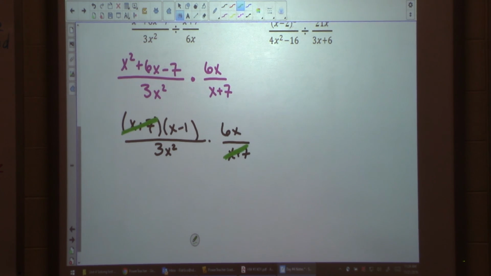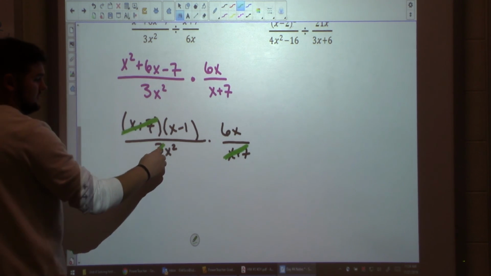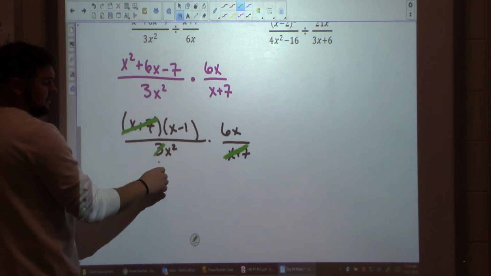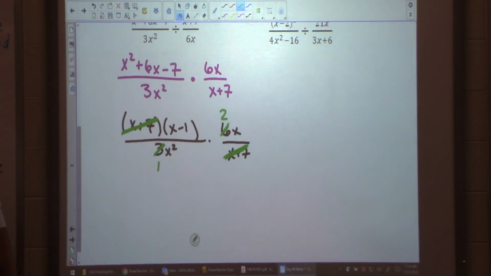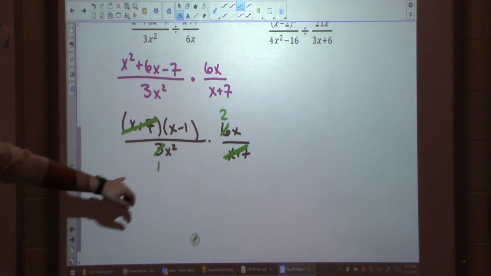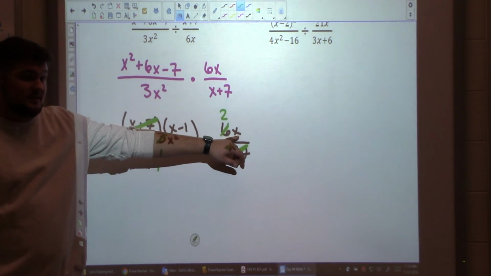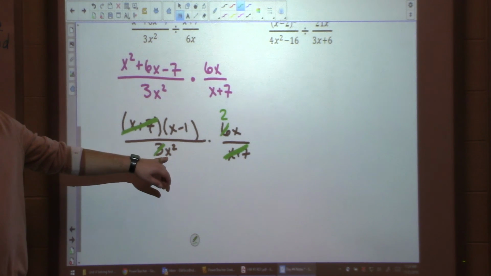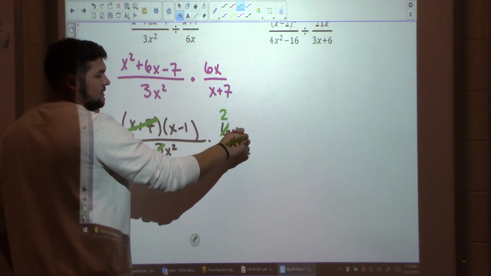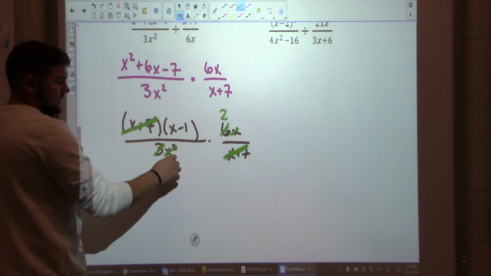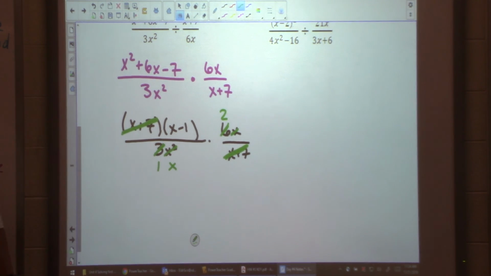Yes, the 6 and the 3. 3 becomes 1, 6 becomes 2. There's one other thing I can simplify: the x and the x squared. Right, because they're multiplication, I can simplify those. I take an x out of both. I'm left with nothing there, and I'm left with an x here.